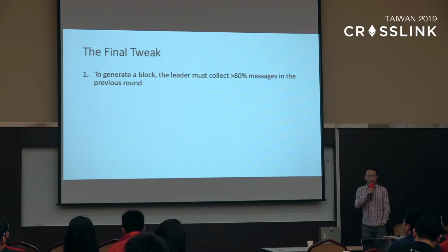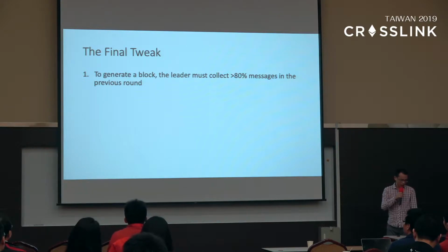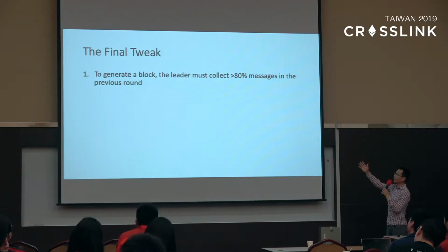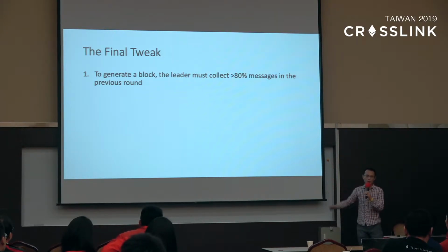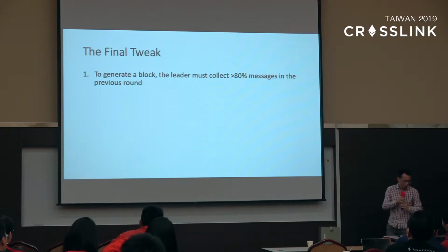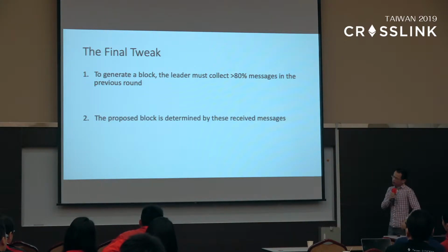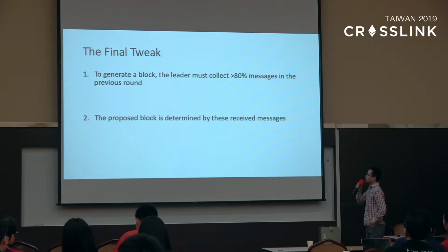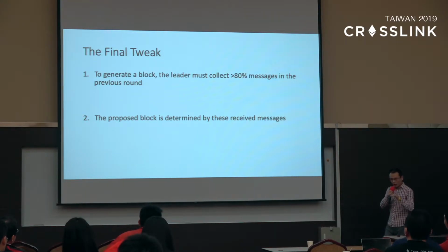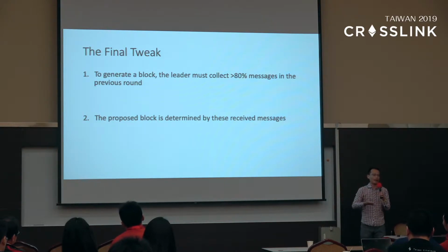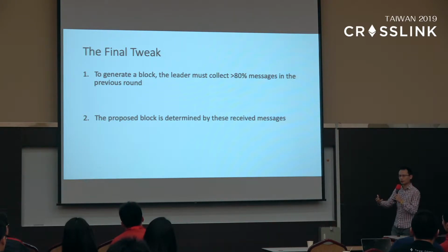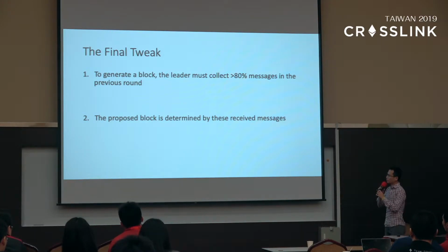If you are the leader and you want to propose a block, then you need to first make sure that you have collected more than 80% of messages in the previous round. These are the messages for peer review in the previous round. Okay. So after you have collected enough information to generate the block, next, when you want to decide the content of the block, again, you need to determine the content according to the received messages. Okay, so you cannot just make an arbitrary block. You have to decide the content according to the received messages.